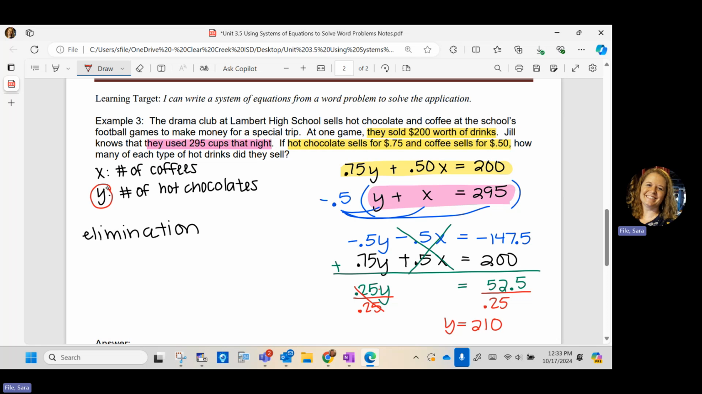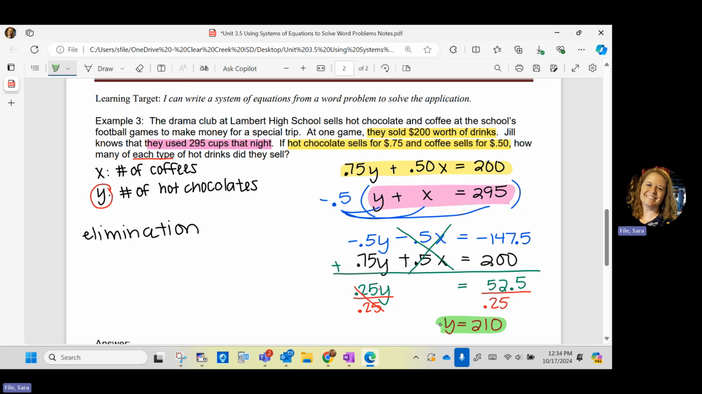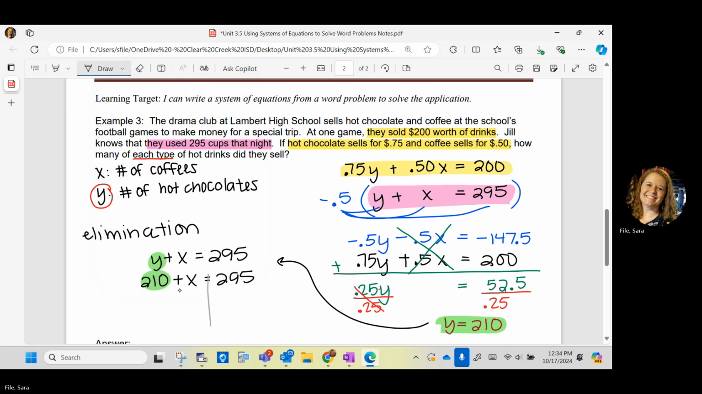And the question asks how many of each type. So we still need to find out how many coffees they sold. So now we're going to take that we just found. We just found y is 210, and we're going to plug that back into one of the original equations. Okay, so I'm going to take that and plug it back in to the original equation for y. And then I'm going to solve this. So I'm replacing y with 210. I'm going to solve this by subtracting 210.